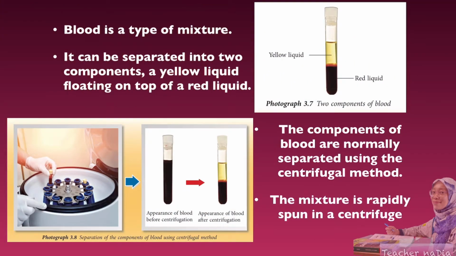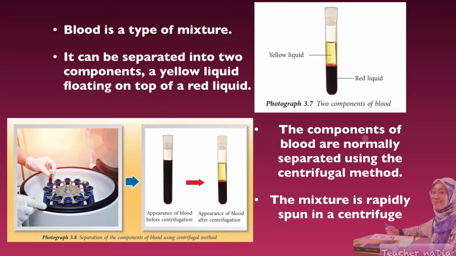If you look at photograph 3.7, this shows the components of blood. Blood is actually a type of mixture, campuran. So it can be separated into two components, a yellow liquid floating on top of a red liquid. You can refer to the figure.